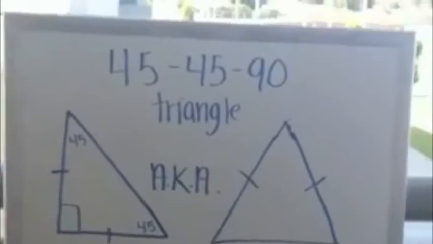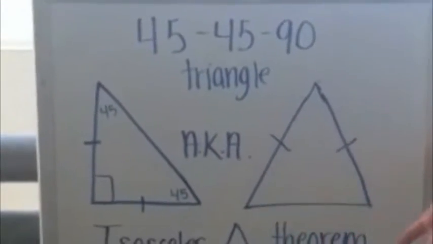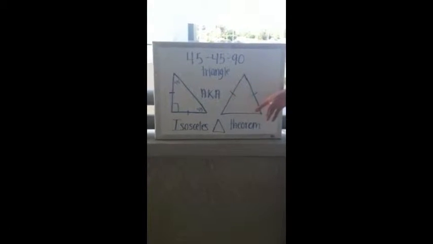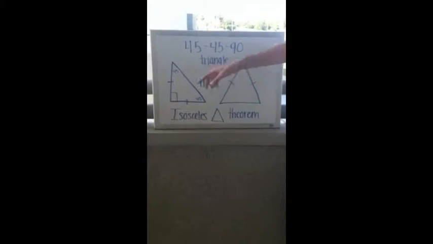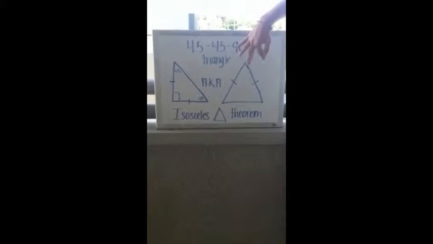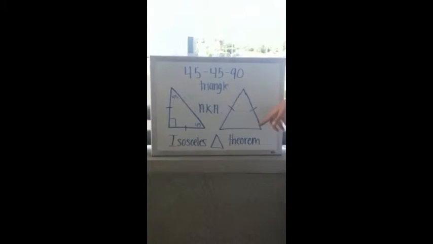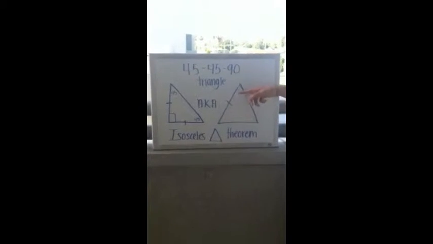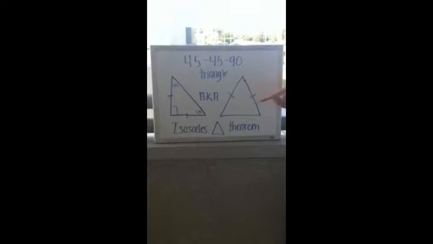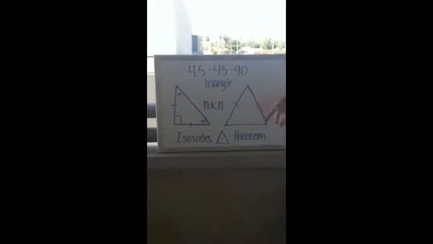45, 45, 90 could also be like an isosceles triangle theorem. They could be the same because if the two sides are the same, then the two angles have to be the same. So this has to be the same as that, and this can be like 90 degrees. It can work out sometimes, so two legs are congruent.